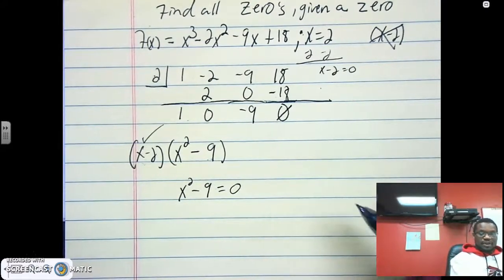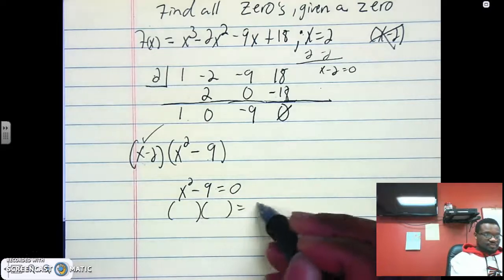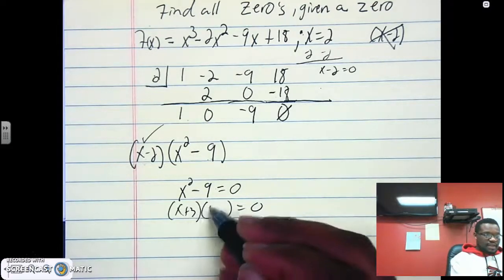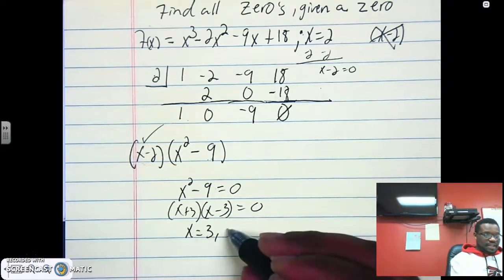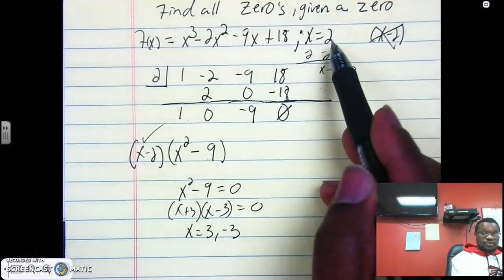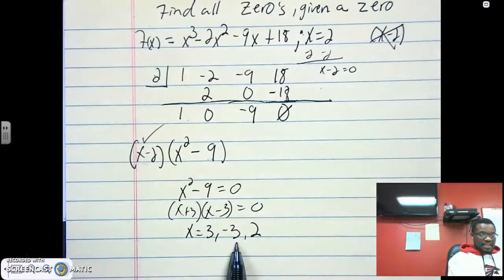Which way am I going to solve? It doesn't matter. I know that this thing factors: x plus 3, x minus 3. And so that would be x equals 3 and x equals negative 3. So if they already gave me 2, then x equals 3 and negative 3.